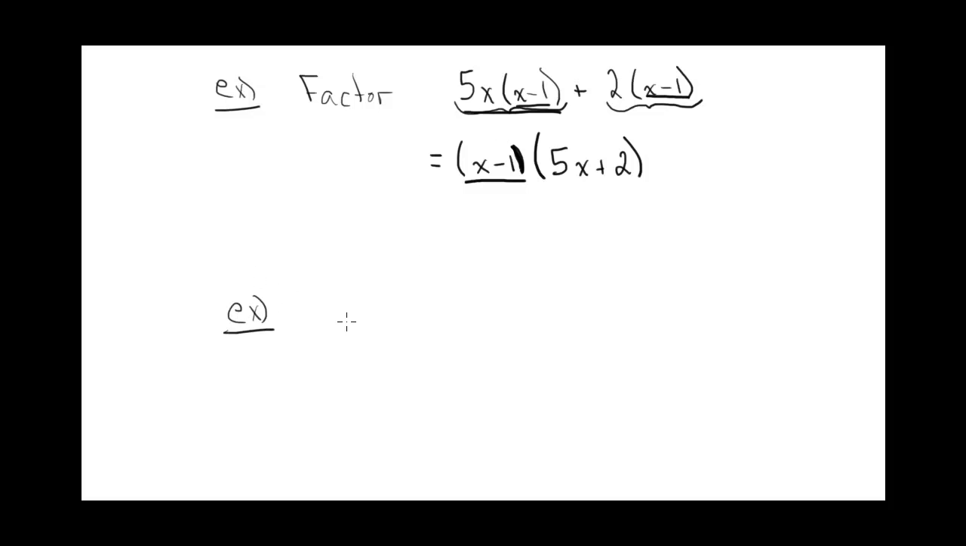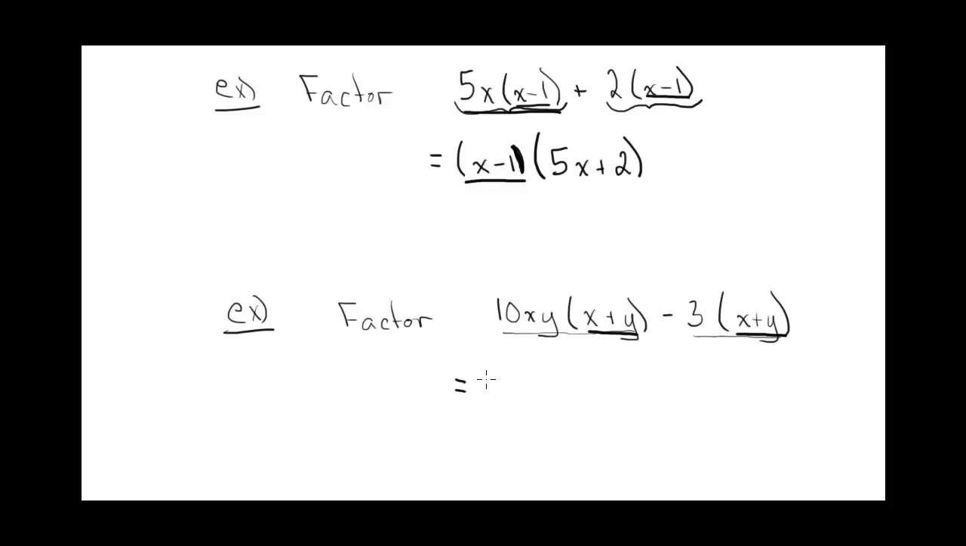So just for one more example, let's factor 10xy times x plus y minus 3 times x plus y. So again, what's common to this and this? Again, 3 and 10xy, nothing's common, but the brackets are common.